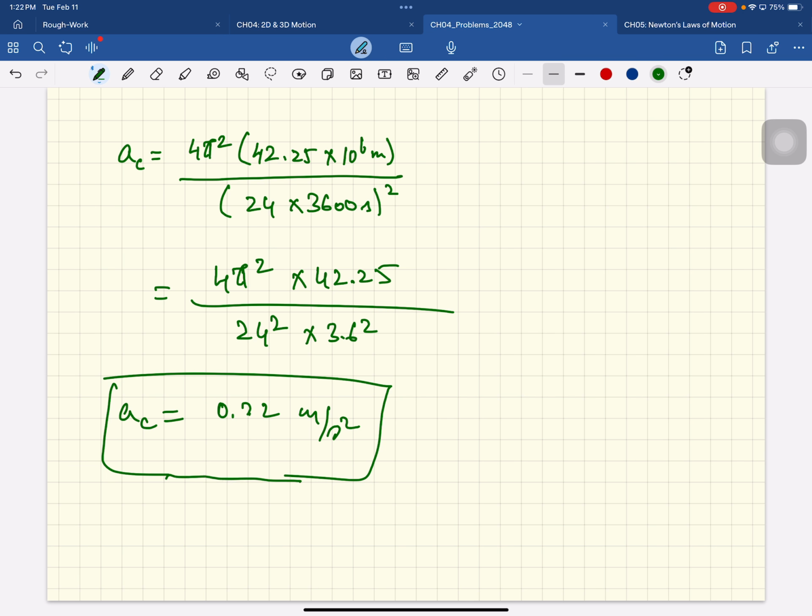So you will learn as you go. The 9.8 acceleration due to gravity, that's near the surface. As you go further and further up, the magnitude of the acceleration due to gravity decreases. Okay? At that elevation, it's 0.22 meters per second squared. Okay? All right, guys.